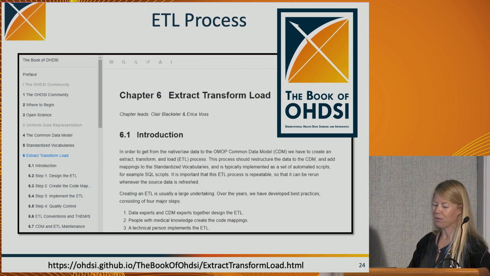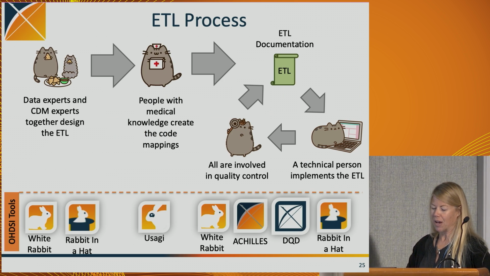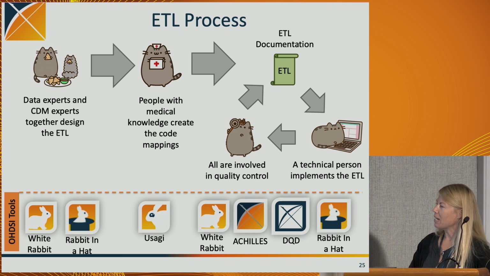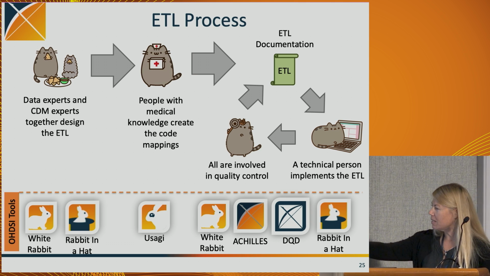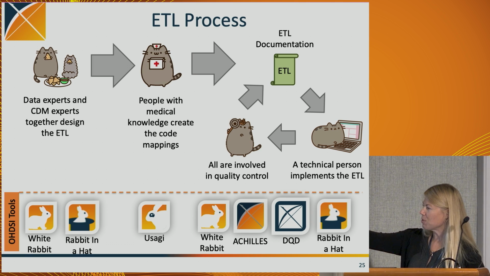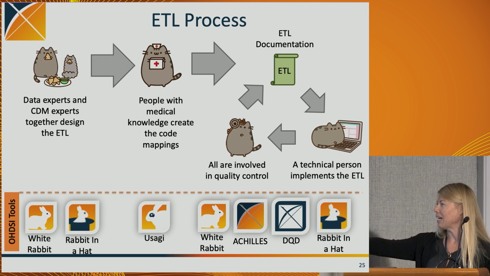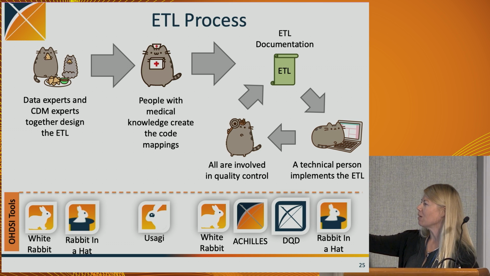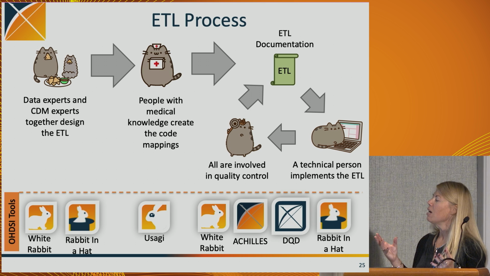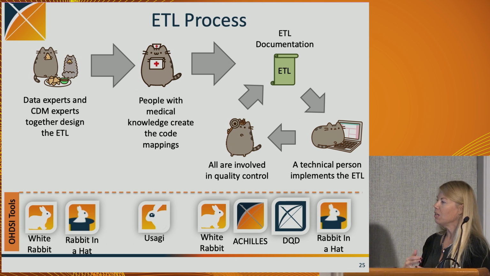So here's a general overview of the ETL process. We start off with the data experts and the CDM experts who design the ETL. Then people with medical knowledge create the code mappings. As you can see down on the bottom, for the first step with the data experts and CDM experts, you can use the White Rabbit and Rabbit in a Hat tool. People with medical knowledge create the code mapping, so if you have any type of custom codes or string text that you need to map to the CDM, you can use the Usagi tool. Otherwise, if you have an OMOP supported vocabulary, you will download those vocabularies with their mappings from the Athena website.